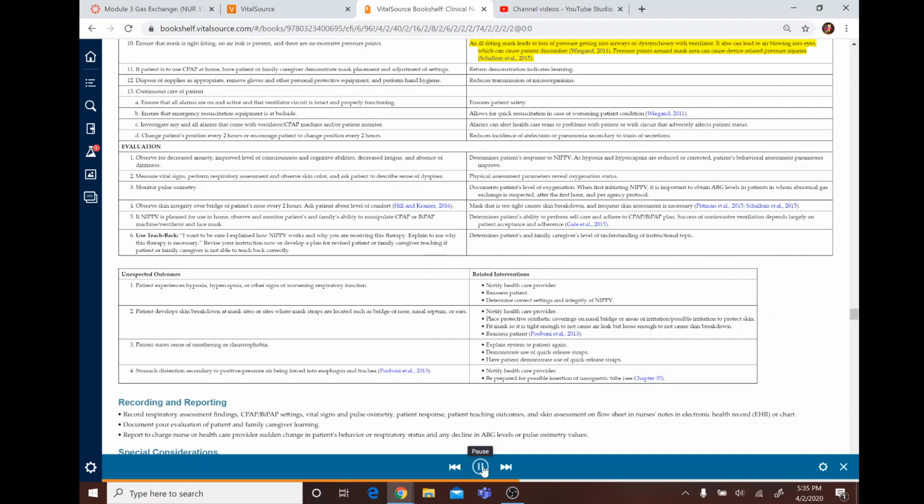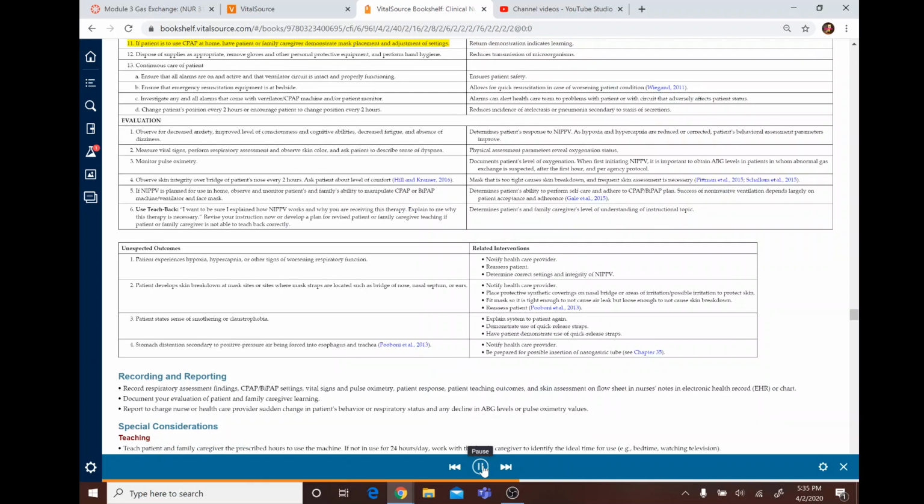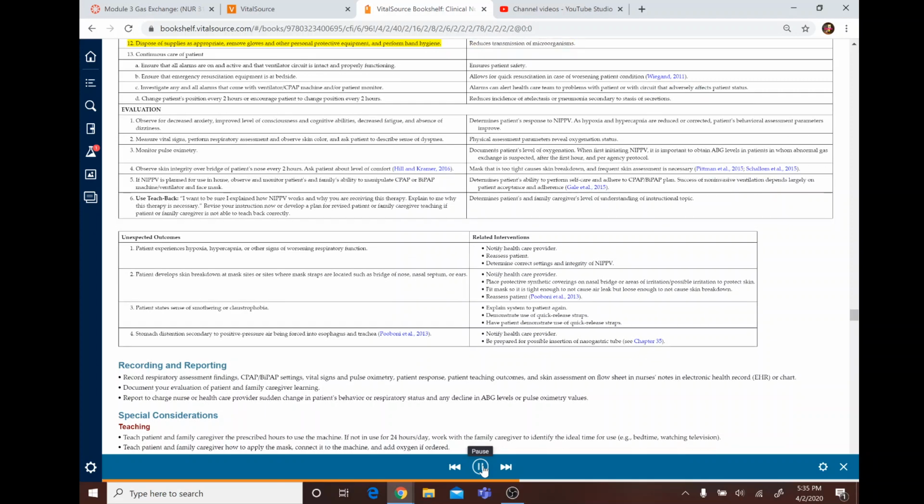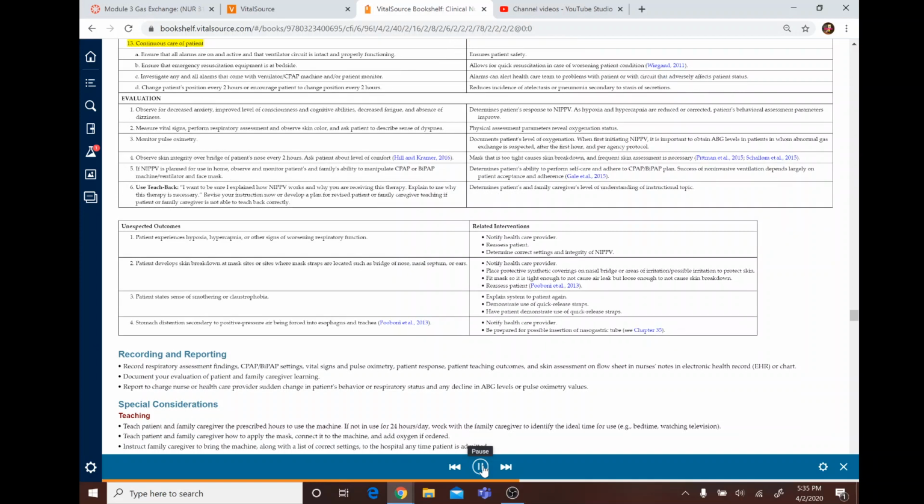Shalom et al., 2015. 11. If patient is to use CPAP at home, have patient or family caregiver demonstrate mask placement and adjustment of settings. Return demonstration indicates learning. 12. Dispose of supplies as appropriate, remove gloves and other personal protective equipment, and perform hand hygiene. Reduces transmission of microorganisms.